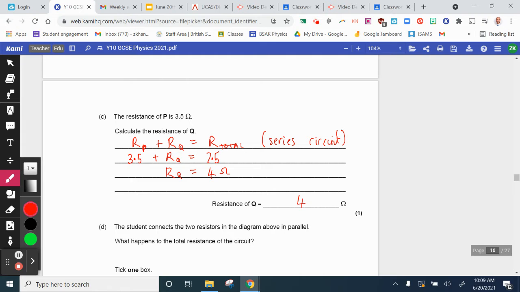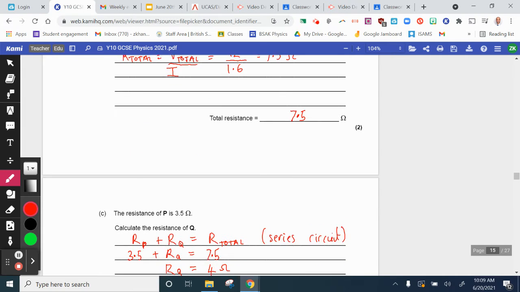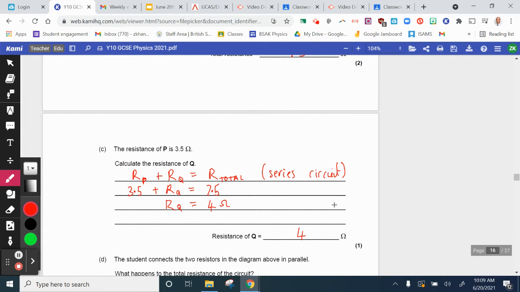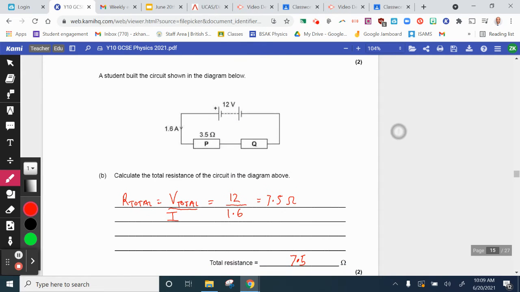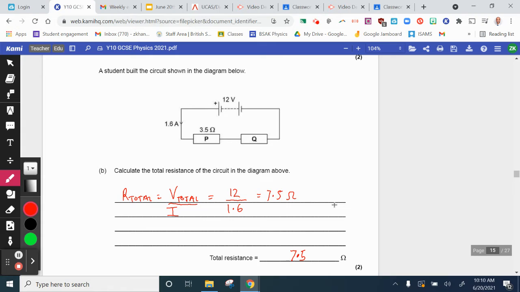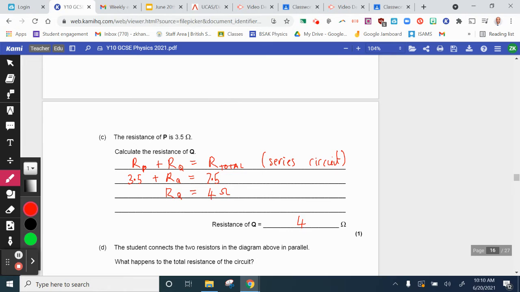Part C. The resistance of P is 3.5 as shown in the circuit diagram. Calculate the resistance of Q. Now, what we've just done is we found the total resistance is 7.5. So the resistance of this plus the resistance of this is equal to 7.5. So 3.5 plus something gives me 7.5, and that is 4 ohms.